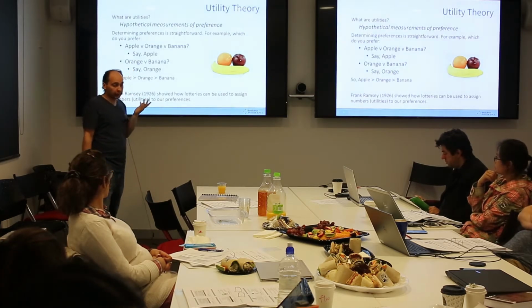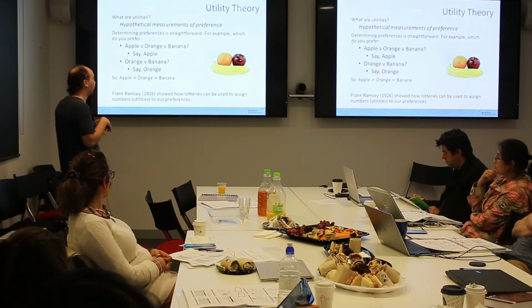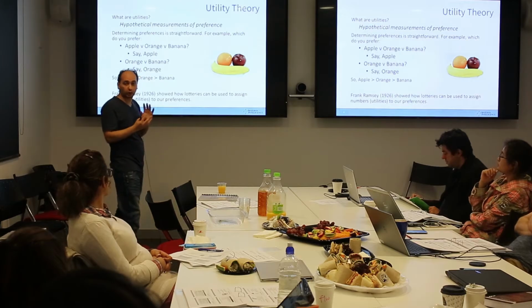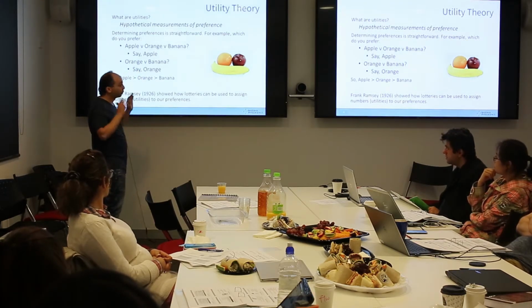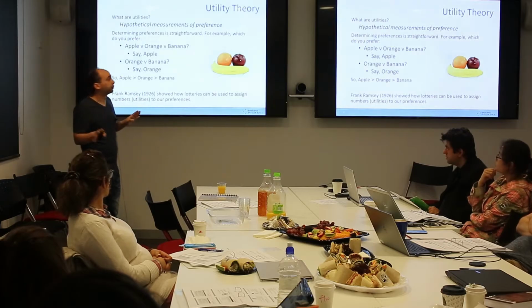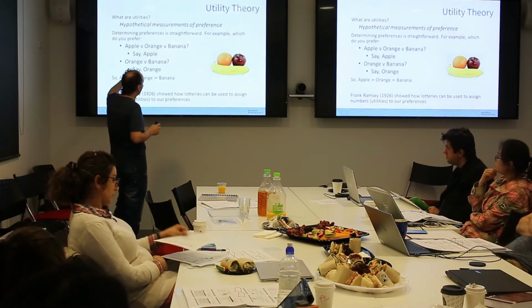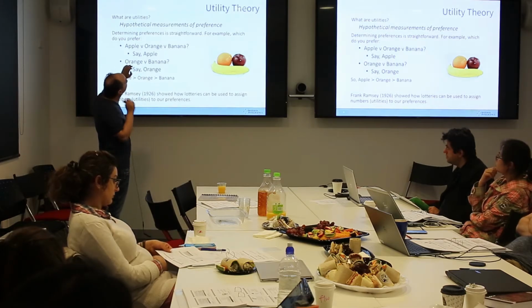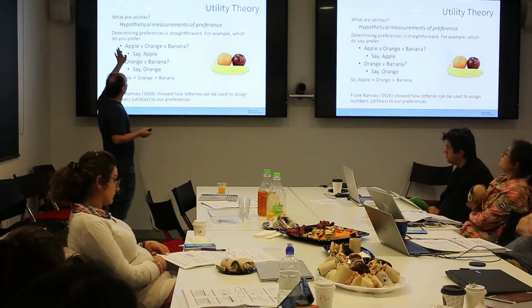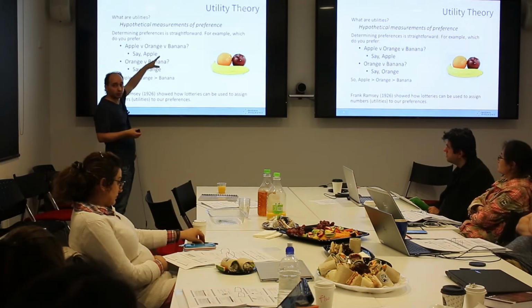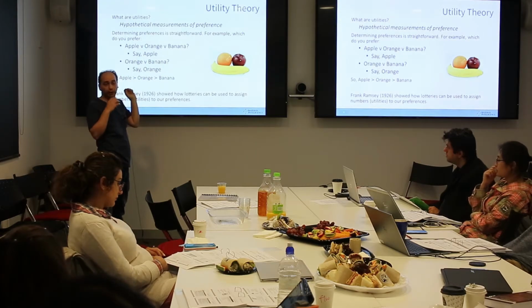Okay, so what are these utilities? I've said they're rankings over preferences, and to be cautious not to interpret too much into the numbers that you see. They're essentially hypothetical measurements of preference, and that's it. Okay, so we'll run through an example to show you how we can construct utilities. We can determine preferences pretty easily. So we can say, out of apple, orange, and banana, which one do we prefer?